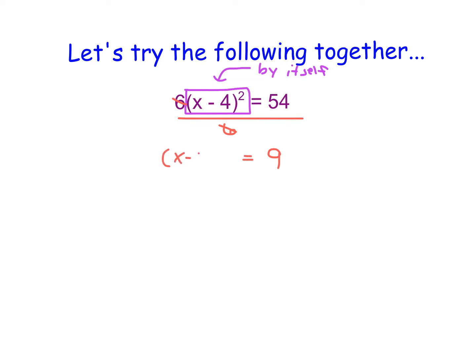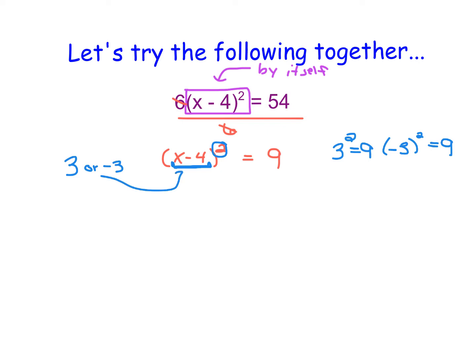So I divide both sides by 6, and I end up with x minus 4 quantity squared is equal to 9. Now let's think about this a little bit. When we're looking at this, we're noticing we have something, this part on the inside, that when squared is equal to 9. Well, I know that there are two numbers that when squared equal 9. I know that 3 squared is equal to 9, and I know negative 3 squared is equal to 9. So really what I know here is that this inside could be equal to 3 or negative 3 because it's being squared.